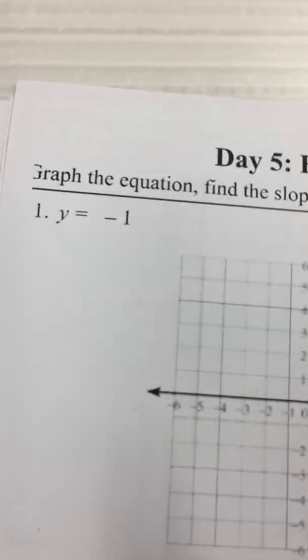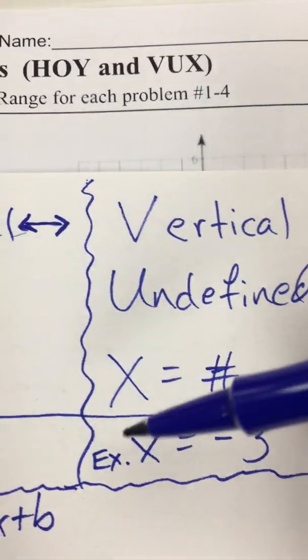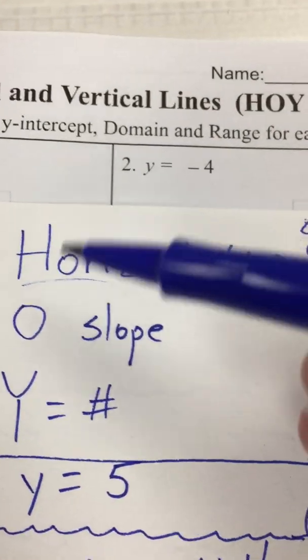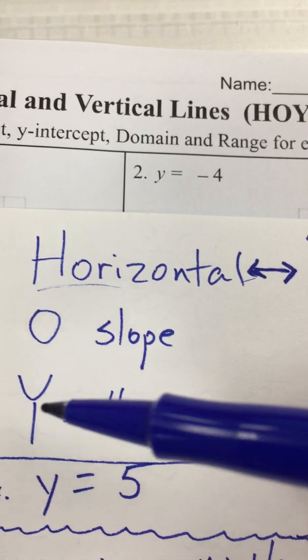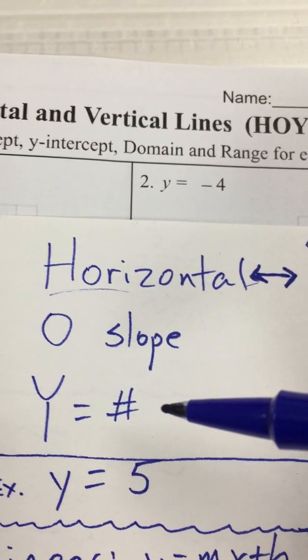So back to number 1. We said that this one is y equals -1. So over here, I'm not going to pick Vux because there's no y in it, but I am going to pick the horizontal because it's Hoy and it's got a y in that. So this is y equals a number. So I know the equation is y equals a number.